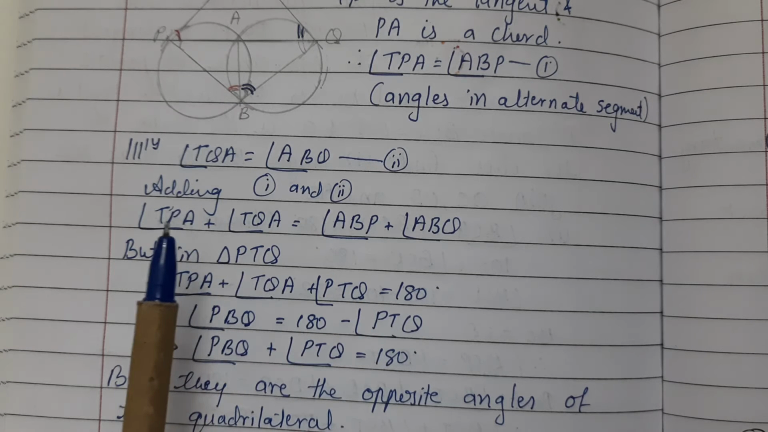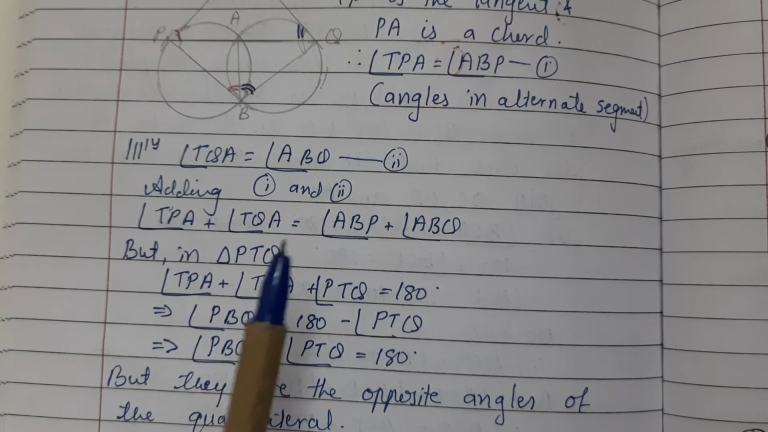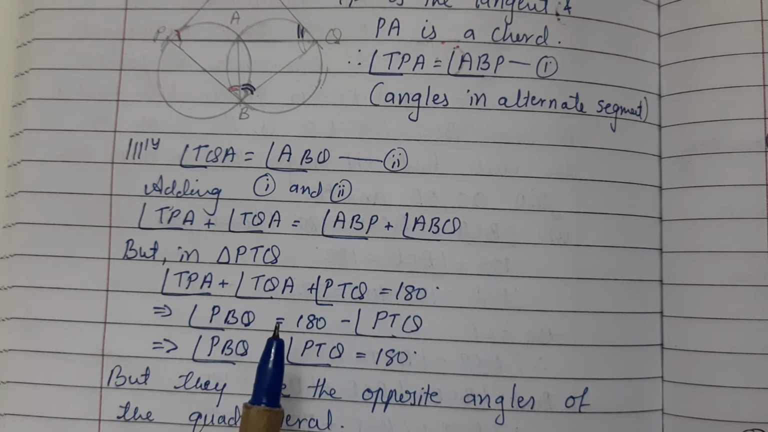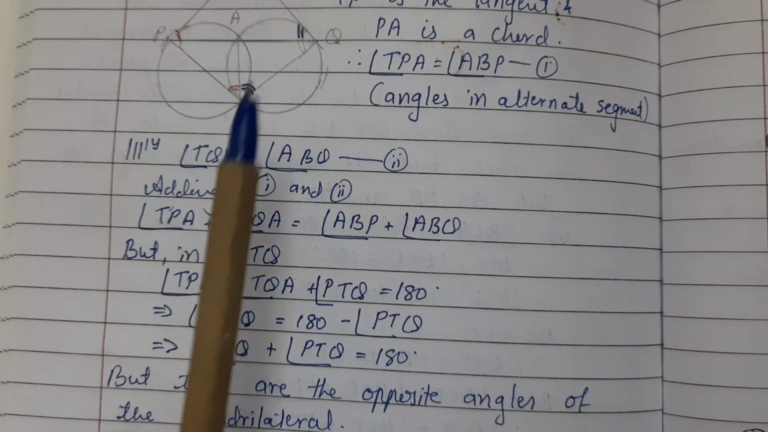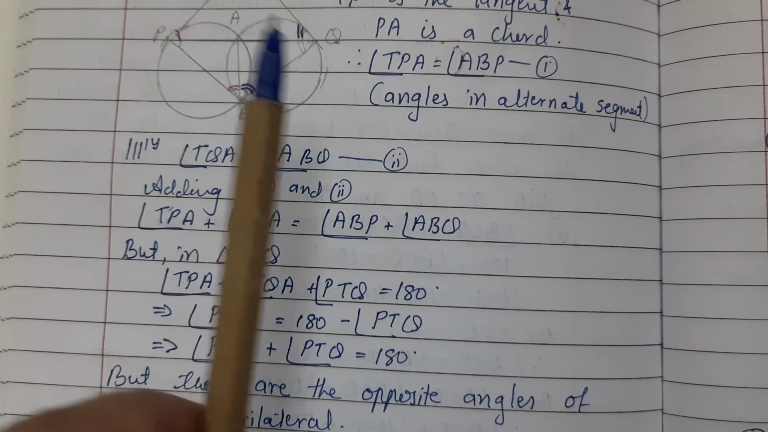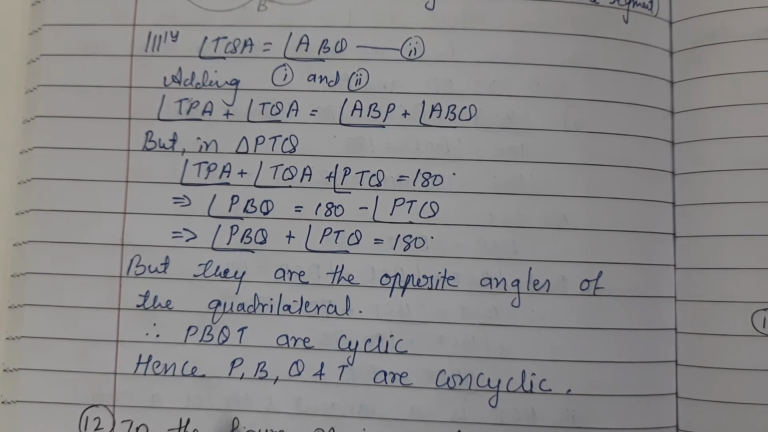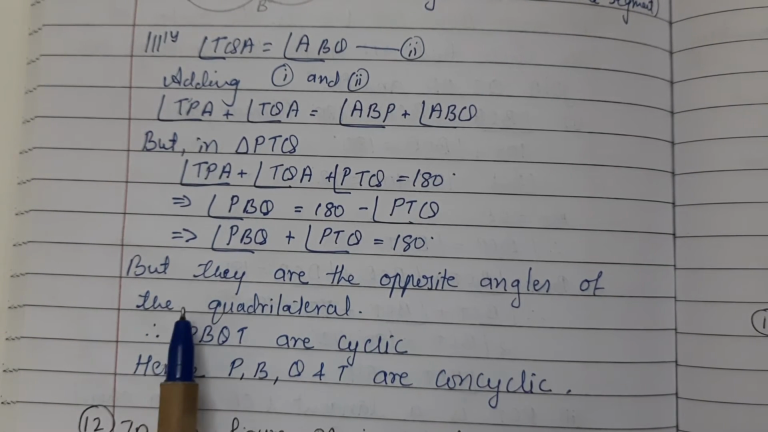But angle TPA plus angle TQA is what? PBQ. PBQ is equal to 180 minus PTQ. That implies angle PBQ plus angle PTQ is equal to 180 degrees. But they are opposite angles of the quadrilateral. Therefore, PBQT is cyclic. Hence, points P, B, Q, T are concyclic.